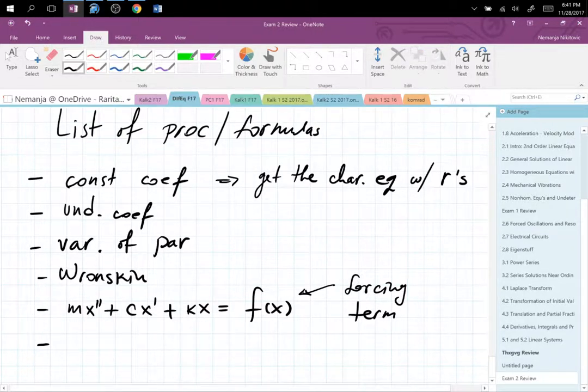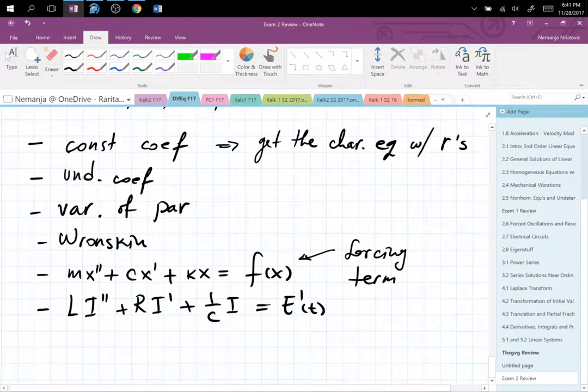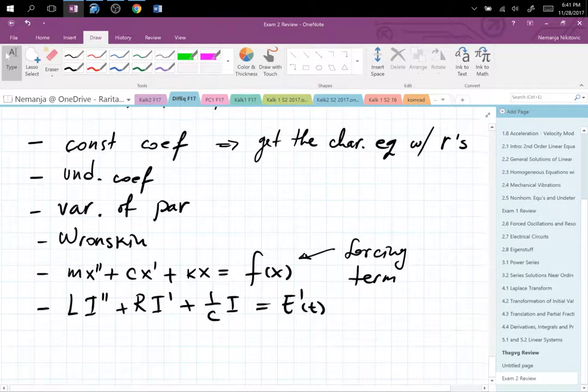But we just got to remember we have to... Now you have Li double prime plus Ri prime plus 1 over C i equals E prime of t, right, from circuits. So those are the formulas that you need to know, and that ends chapter 2. Then we are moving to chapter 3.